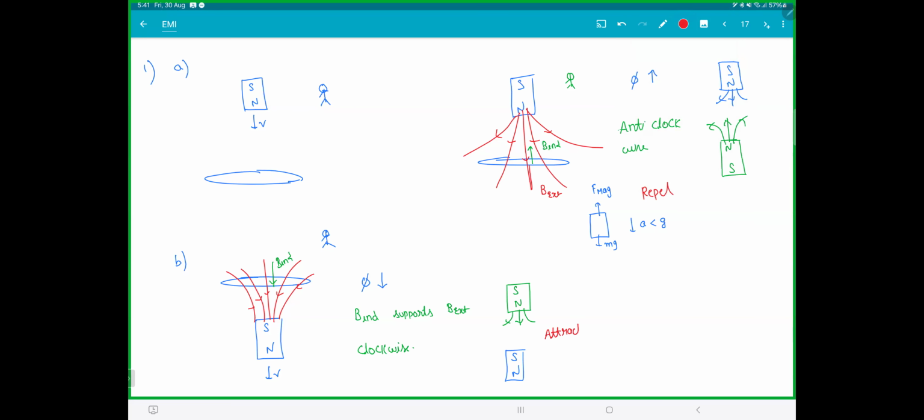Interestingly, here also the acceleration is less than g. If you're trying to go towards the coil, it will repel you. If you try to go away from the coil, it will attract you. So in both the cases, the acceleration will become less than g.